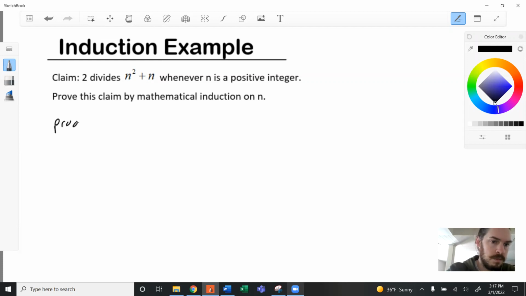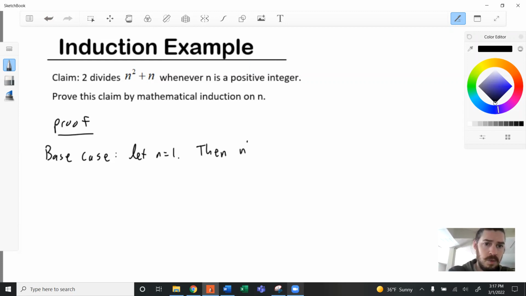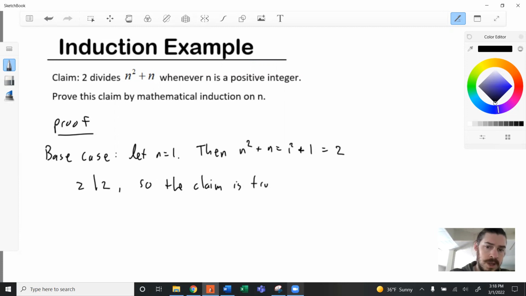So our proof will begin with a base case. It claims that it's true for all positive integers, so we'll start with n equals 1. Say let n equal 1. Then I guess we'll look at this number. n squared plus n will equal 1 squared plus 1, which is 2. Well, 2 divides 2, doesn't it? Every number divides itself. 2 divides 2, so the claim is true, at least for n equals 1.